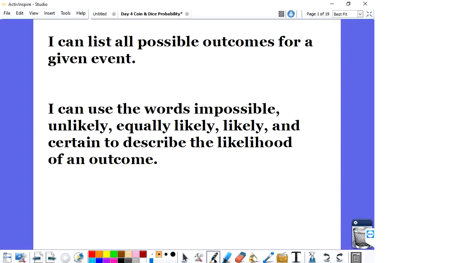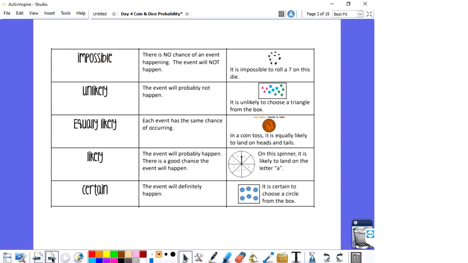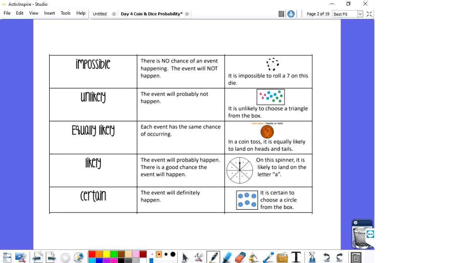And another one of our I can statements for today is I can use the words impossible, unlikely, equally likely, likely, and certain to describe the likelihood of an outcome. We've been doing this for quite a few days, but let's go ahead and review our vocabulary words before we get started. Impossible means that there is no chance that an event will happen.